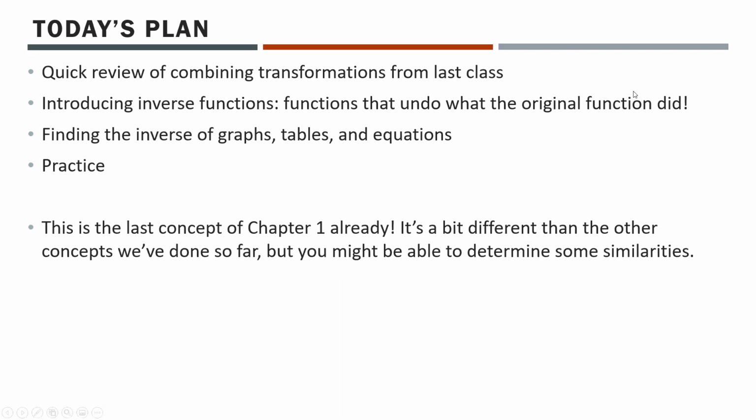So we'll start with a quick review of combining transformations from last class. That's where we took going left, right, up, down, stretching it vertically, stretching it horizontally, reflecting it, all of those different things. We threw them all together in one. We are going to do a review of that. Then we're going to introduce inverse functions, which are functions that undo whatever an original function did. So if a function originally was like x squared, the inverse of the function is going to undo that. You can probably think in your mind what that might mean.